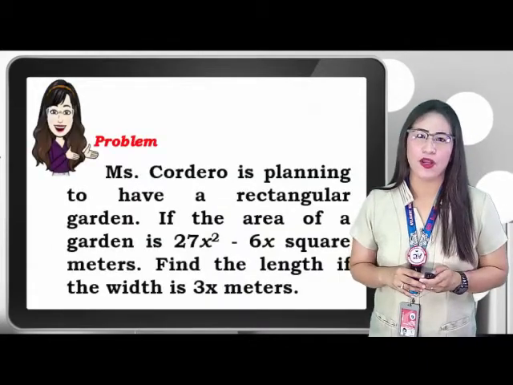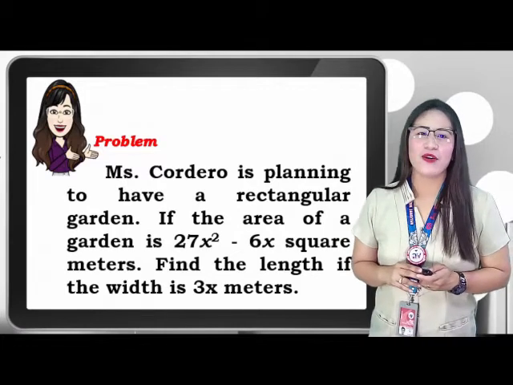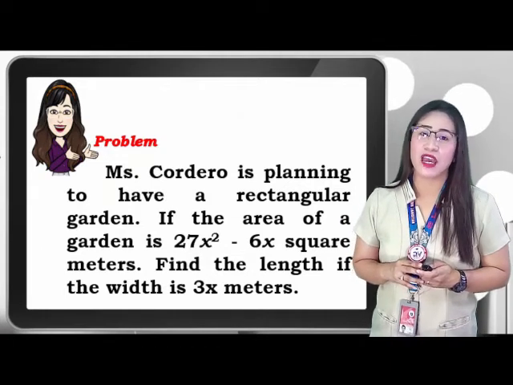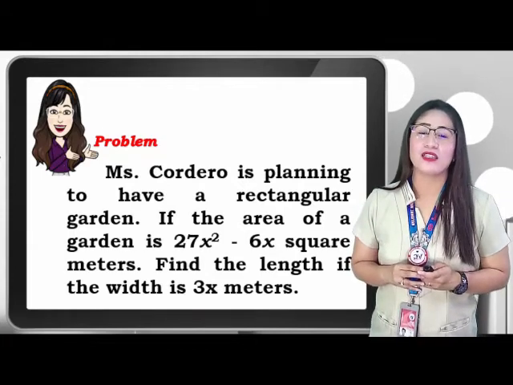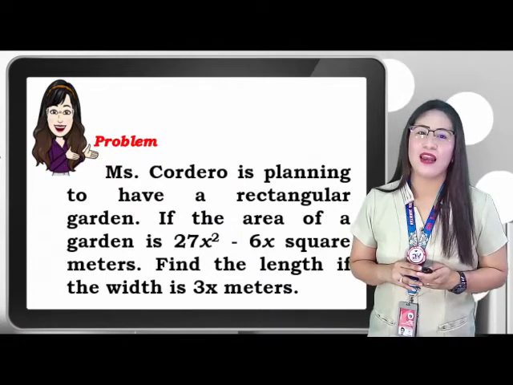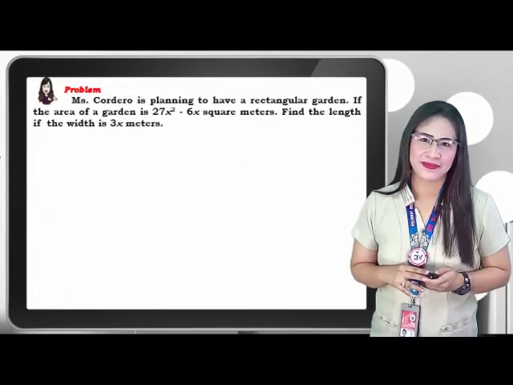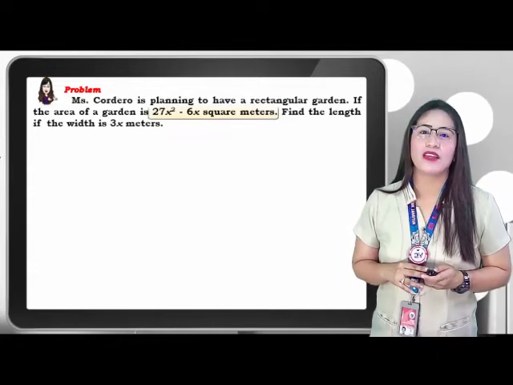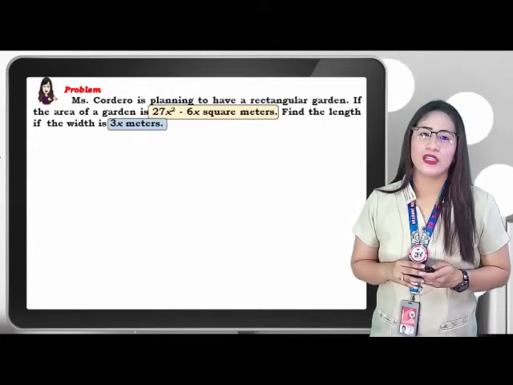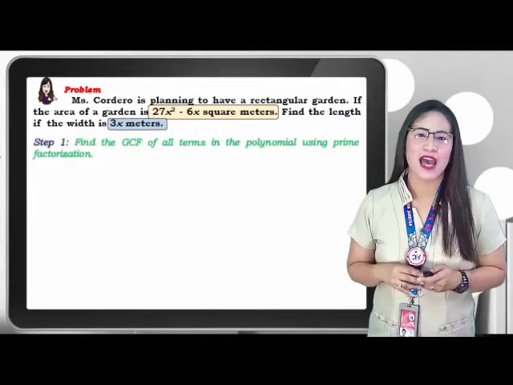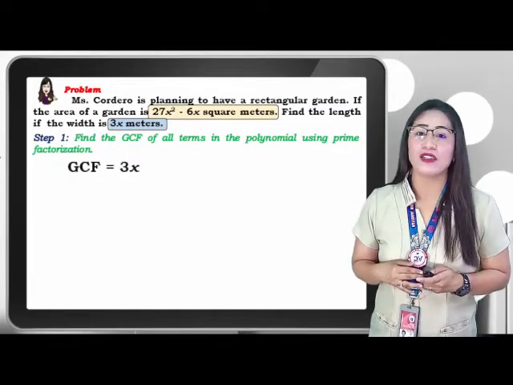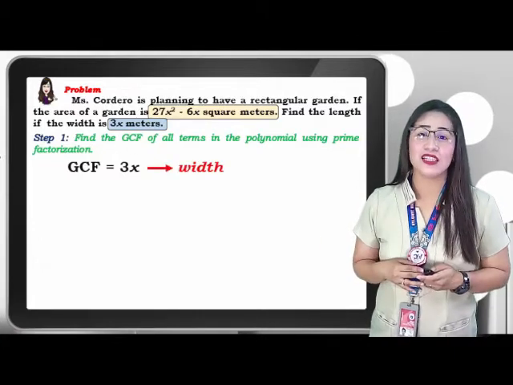For our last example, let's have this problem. Miss Cordero is planning to have a rectangular garden. If the area of the garden is 27x squared minus 6x square meters, find the length if the width is 3x meters. To solve this problem, let us apply the steps in factoring common monomial factor. The given in this problem are the area, 27x squared minus 6x square meters, and the width, which is 3x meters. Step 1. Upon applying the prime factorization, the GCF of 27x squared minus 6x is 3x. And this is the width.